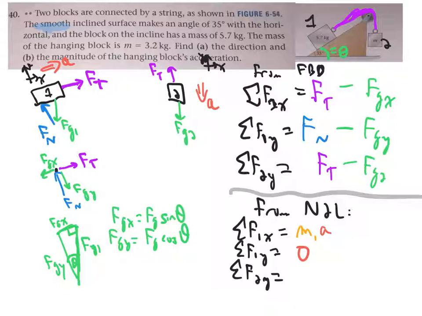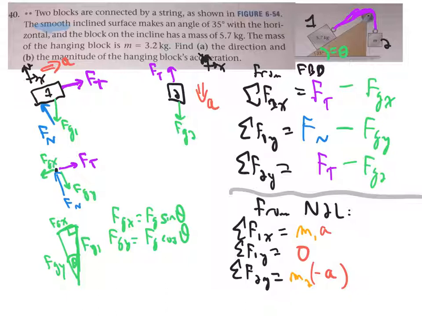And then for f2y, we have the mass of 2 times the acceleration of 2, which is the a. But we have to remember that it's downward. What this ends up meaning is that the weight, if I'm right, will exceed the tension. And it's entirely possible I'll be wrong, in which case the acceleration will come out negative, and we'll interpret that as saying it moves the other way.